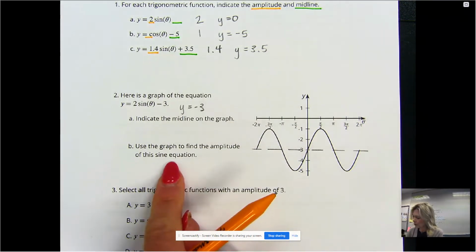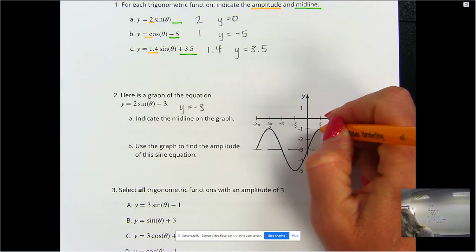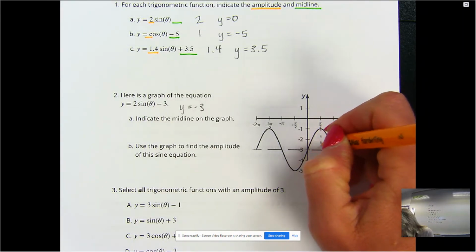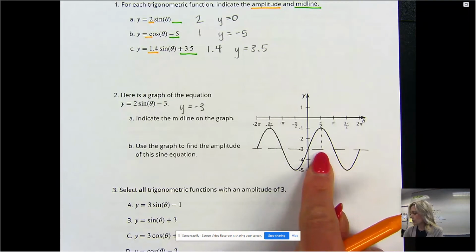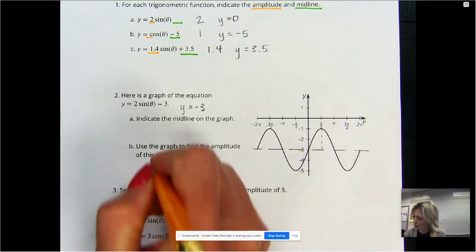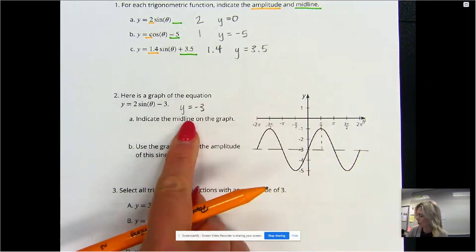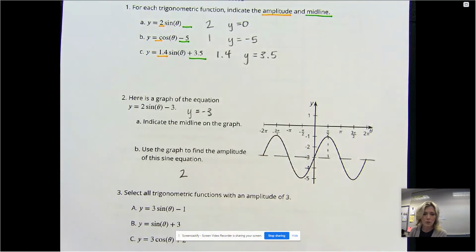Use the graph to find the amplitude of this sine equation. Well, in the equation, I can see the amplitude is 2. And when I look here, the distance from the midline to a minimum or maximum is the amplitude, and it's a distance of 2. So I know that the amplitude is equal to 2. So this was y equals -3, and the amplitude is 2.